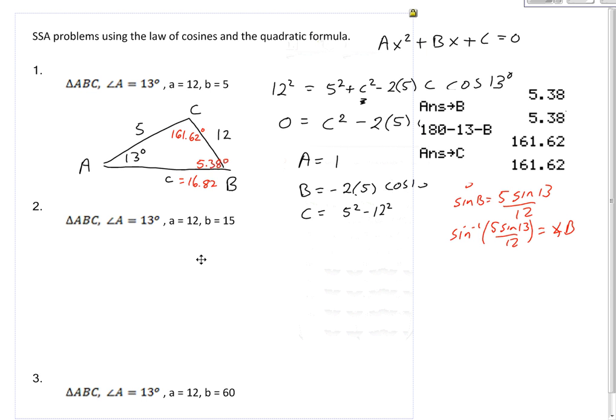All right, look at problem number 2. And that is also, draw a picture.